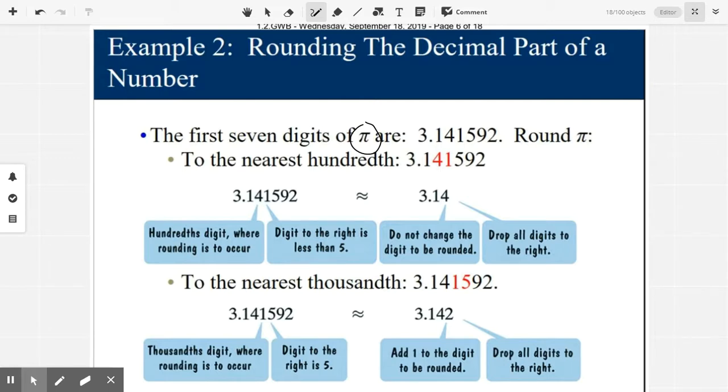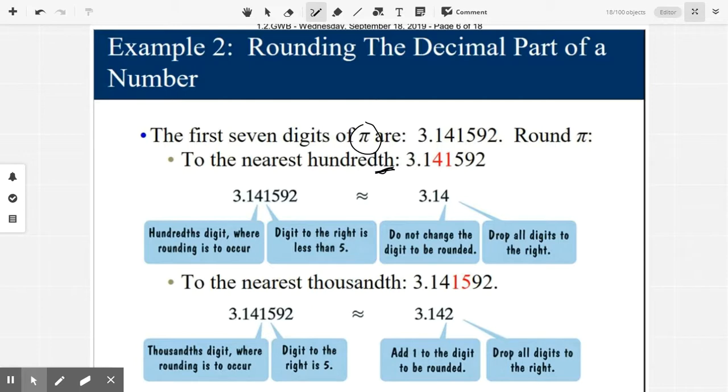So here they want us to round. This is pi, 3.141592, so that's out to 6 decimals. They want us to round to the nearest hundredth. Remember, whenever we have the th on the end of them, that is a decimal. So remember how our decimals start. It goes tenths, hundredths, thousandths, 10,000ths, 100,000ths, millionths, 10 millionths, 100 millionths, so on and so forth.